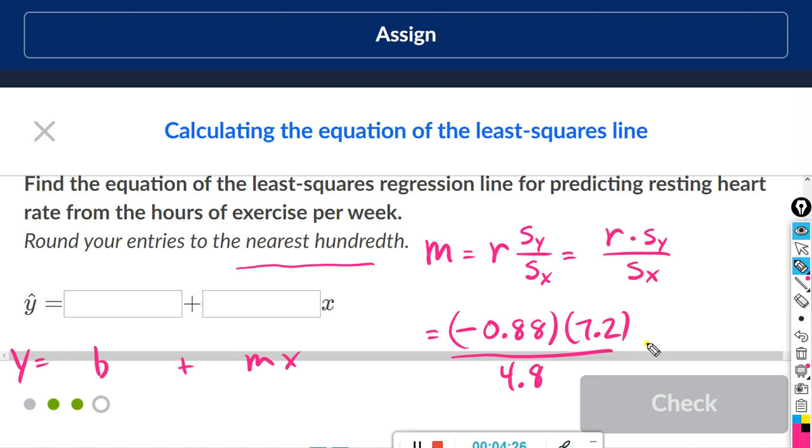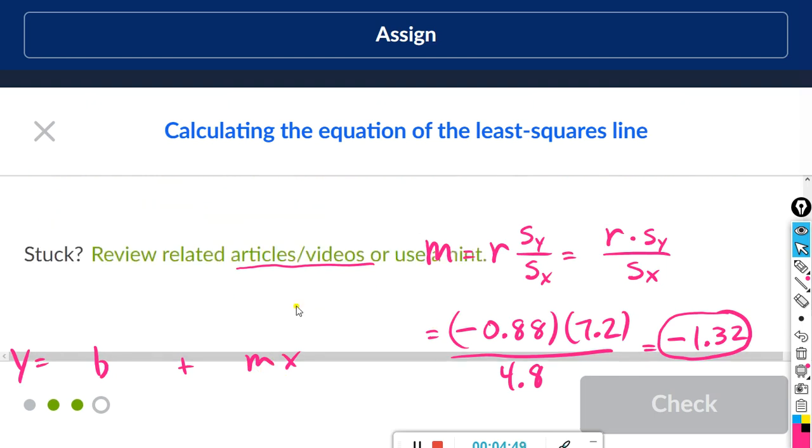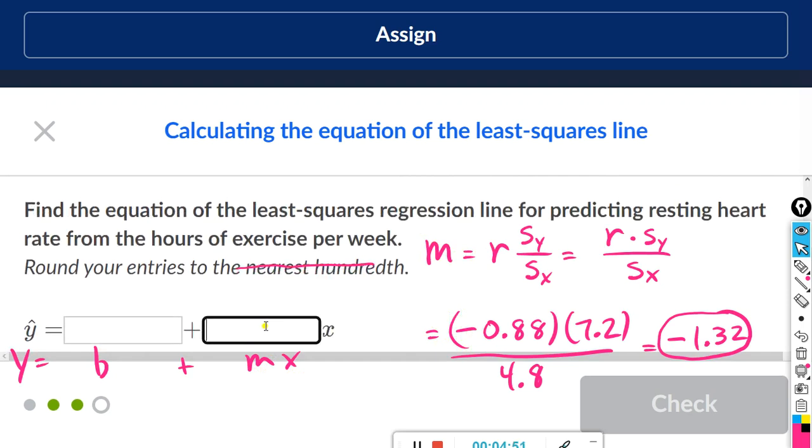Okay, so I'm going to do this on the calculator. All right, and I got negative 1.32. I did not have to round. It came out to 2 decimals in the first place, so I don't have to round to the nearest hundredth. So this number is the slope m. And as we know, m is the number multiplied by x in the line equation. So that goes right in this box here, negative 1.32. All right, and now we have to solve for the Y-intercept B. I'm going to show you how to do that.